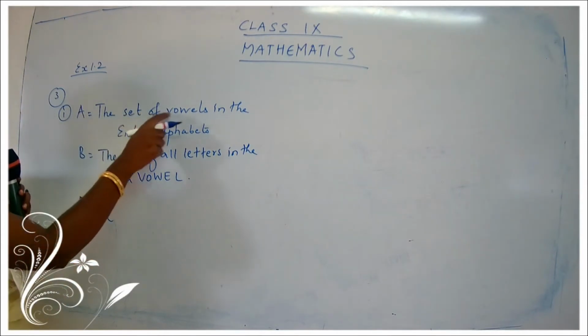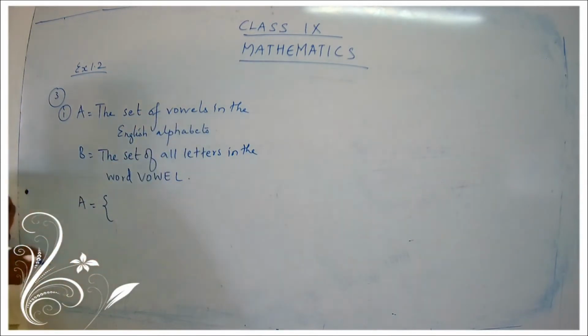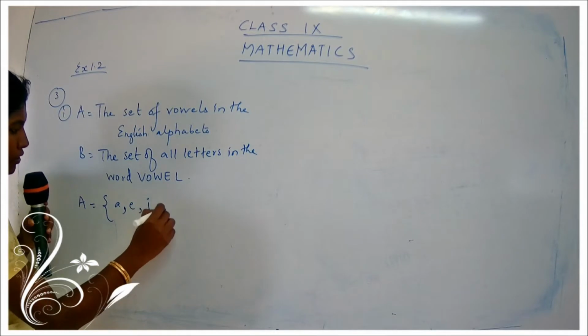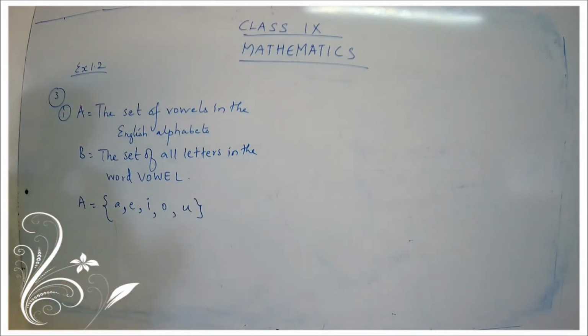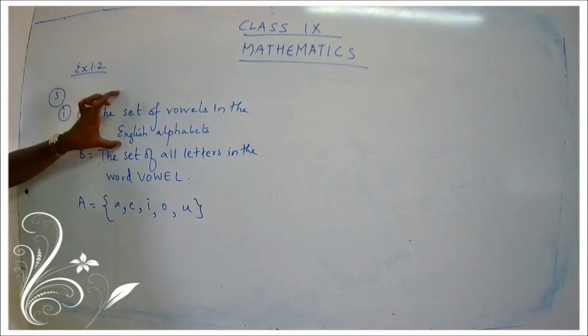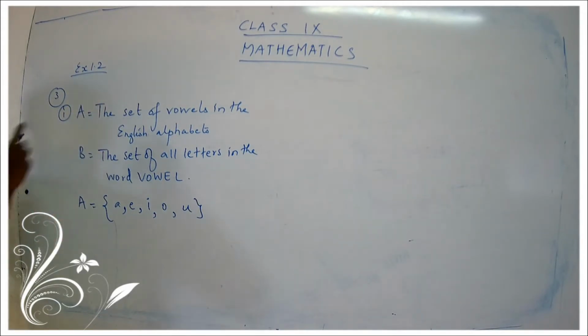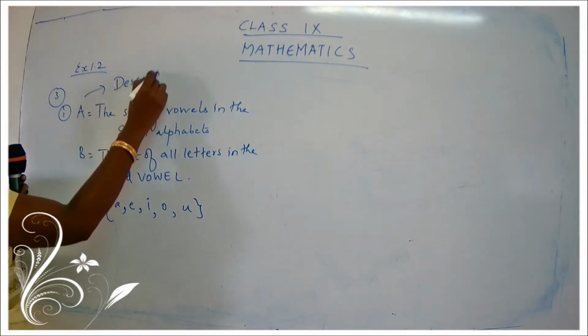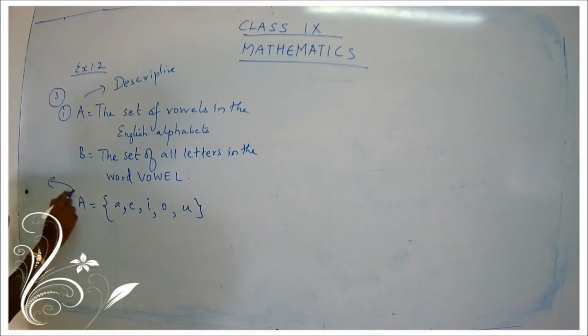Okay, let's write down A. The set of vowels in the English alphabet. What are the vowels in English alphabet? Yes, A, E, I, O, U. Good. So write down here A, E, I, O, U. I hope you are clear, children. So this is a descriptive form. I am changing the descriptive form as a roster form. So the way of writing in words is descriptive, and the way of listing all the elements is a roster form.